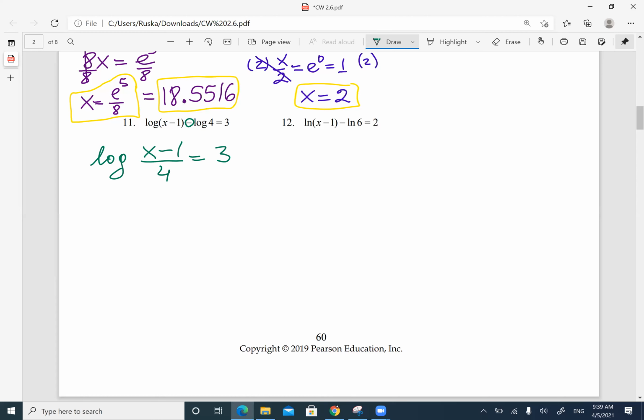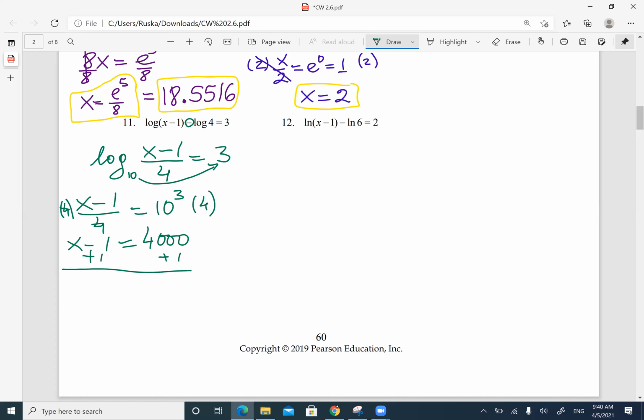Then you're going to switch it. So it's going to be x minus 1 over 4 equals, now the base is 10, so it's going to be 10 to the power 3. What is 10 to the 3? That's 1,000. And also I'm going to multiply both sides by 4 to cancel the denominator. So I'm going to get x minus 1 equals, now 4 times 1,000 is 4,000. And then I'm going to add 1.